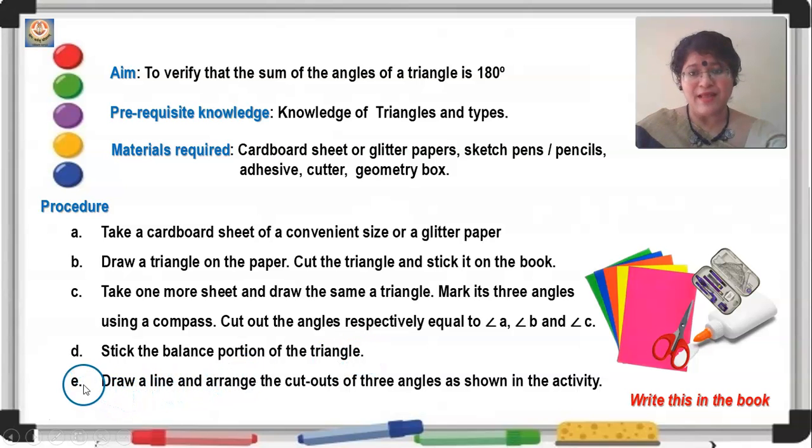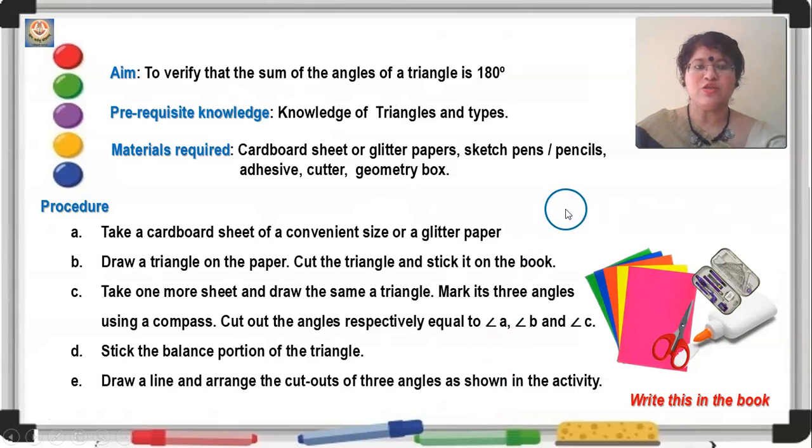Then on the MathLab book, you're going to draw a line, and these cutouts of those angles, you're going to place in such a way that they are adjacent to each other. And when you cut them out, it will look like a semicircle. Students, I want you to write this down in your MathLab book.